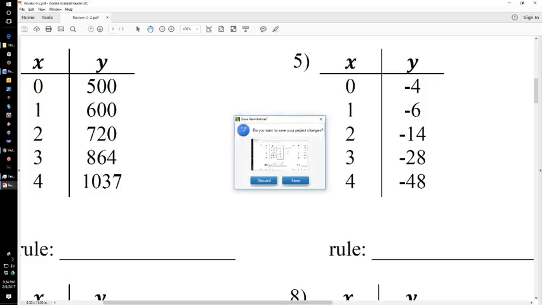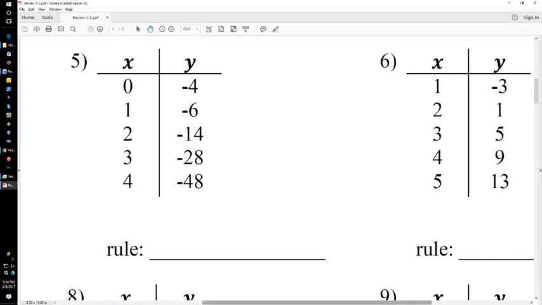Let's try number 5. Number 5. We're going to start the same way. We'll start off by subtracting. Negative 6 minus negative 4 is actually negative 2. Negative 14 minus negative 6 is negative 8. Negative 28 minus negative 14 is negative 14. And negative 48 minus negative 28 is negative 20. Alright, so it's not linear, since those are different.